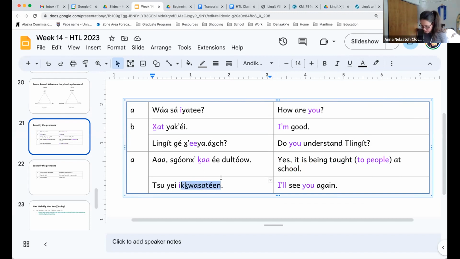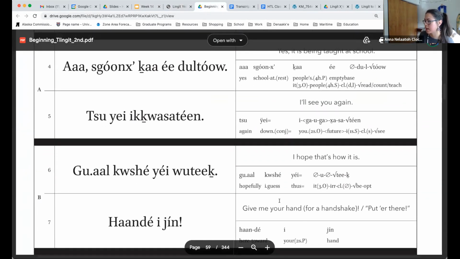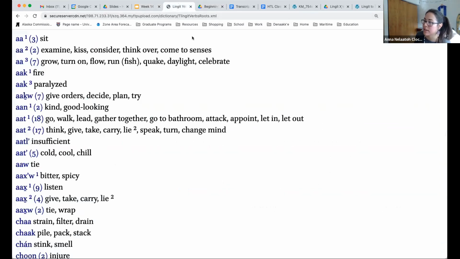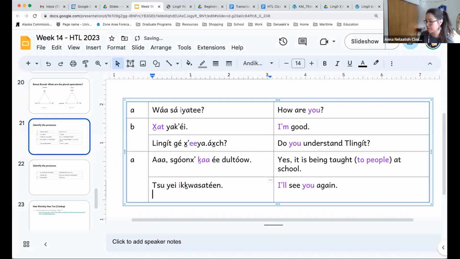This is the next level question. Unless someone knows right off the bat, I'll show you where you can find it. The answer will be here in the Beginning Lingít Workbook, but let's go through the process of finding it as well. So I want to look in the online verb database by Carrie Eggleston. What do I need to know about X'éig in order to look it up?